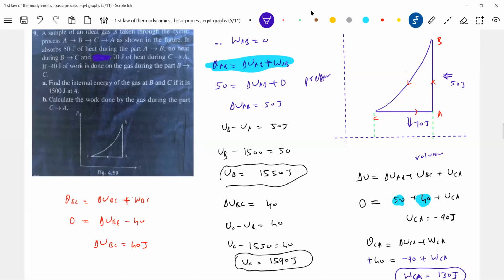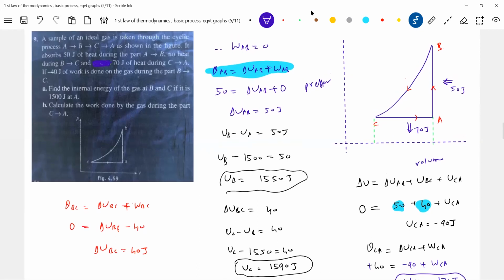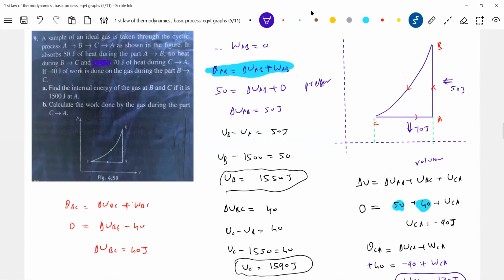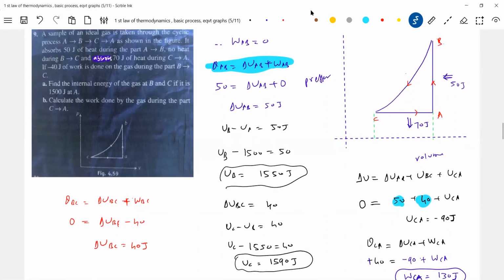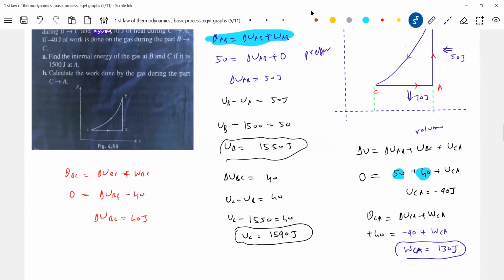Sir, in QBC, you changed that to plus 40 now, sir. So it should be delta UBC, minus 40 joules. You just changed it to plus 40 now, sir. Minus 40. Just give me time. Okay, let me adjust here. Absorbs. This correction is needed. BC absorbs 70 joules of heat. 70.